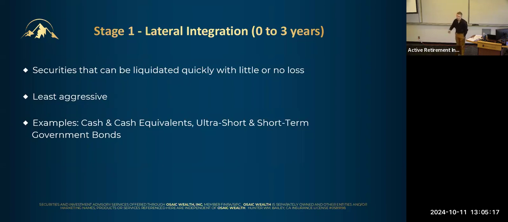So we talked about lateral integration and how we might choose some securities for that, using the basis of sort of a balanced fund, sort of middle of the ground, really easy to work with idea. Things like cash and cash equivalents, super short-term bonds, things like that that are not aggressive, things that can be liquidated very quickly for little or no loss, really liquid cash assets.